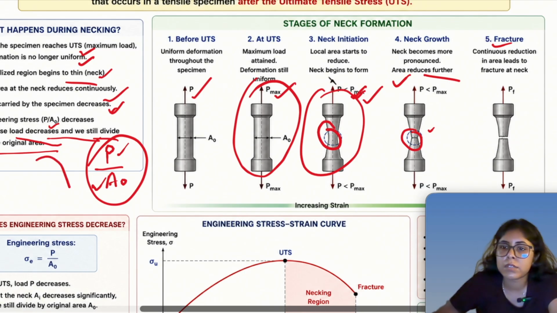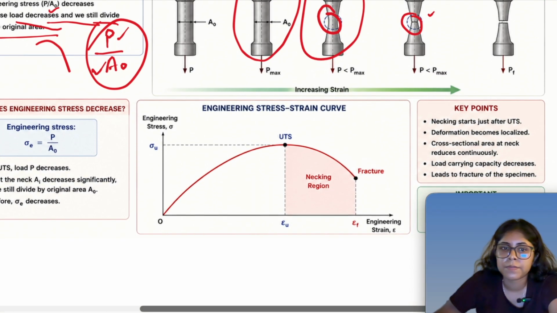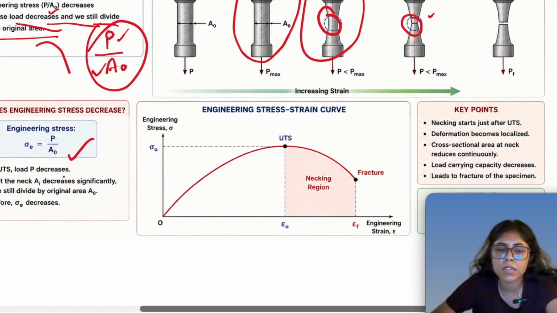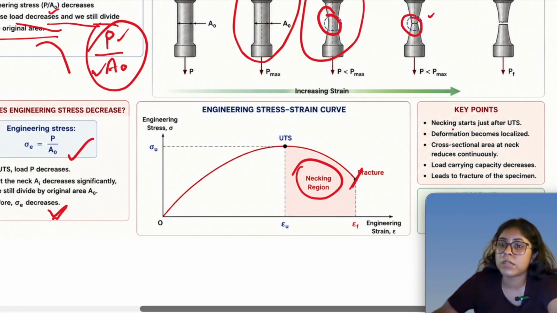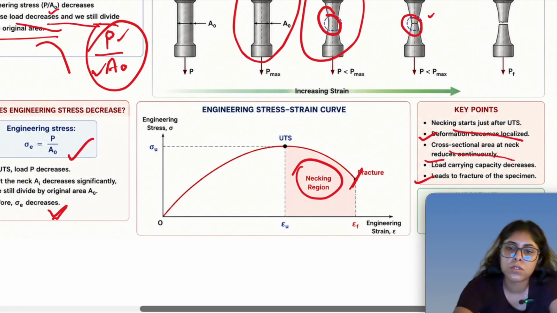So here you can see this is engineering stress, and then you can see that it decreases. This region is known as the necking region, and it will go up to the point of fracture. So it just starts after UTS. Deformation becomes localized, the cross-sectional area at the neck reduces continuously, and load carrying capacity decreases, and it leads to the fracture of the specimen.